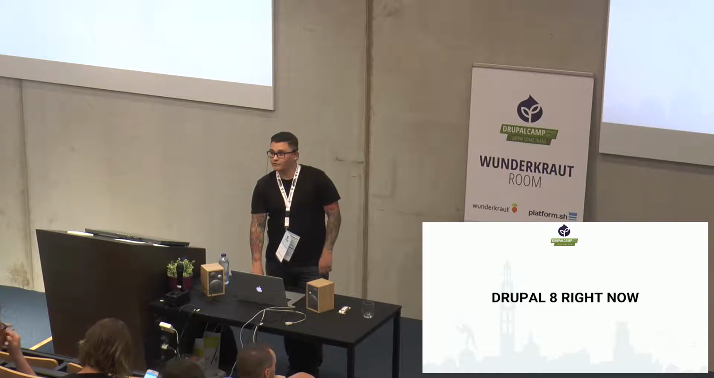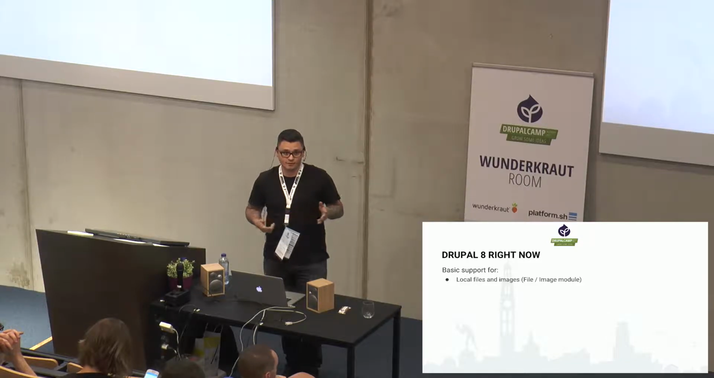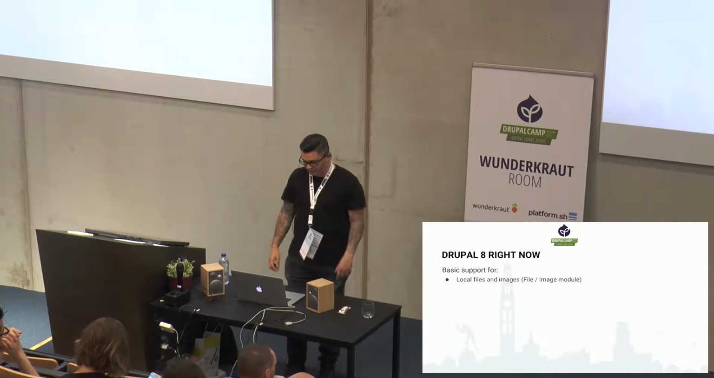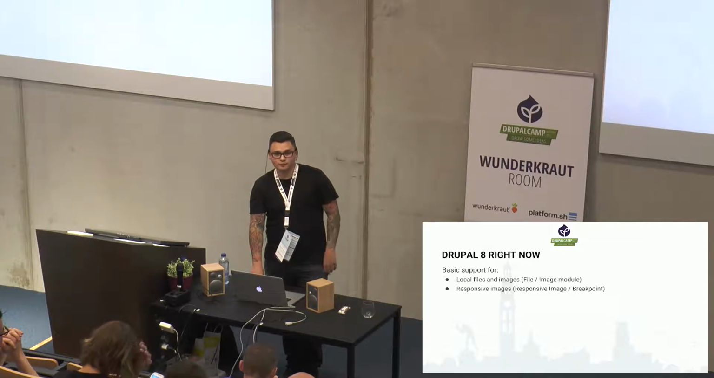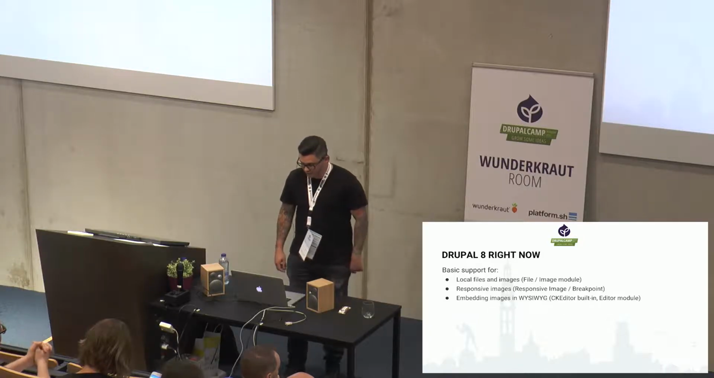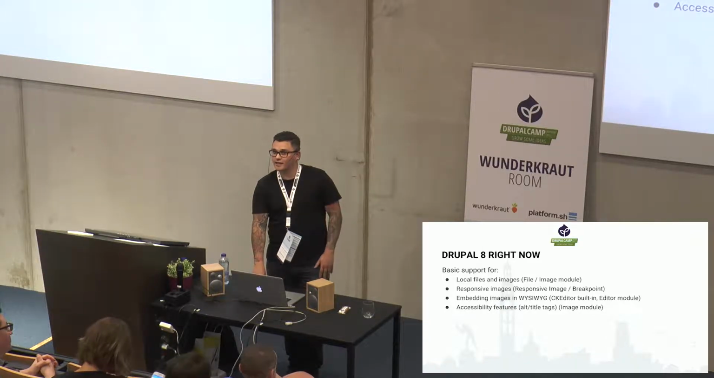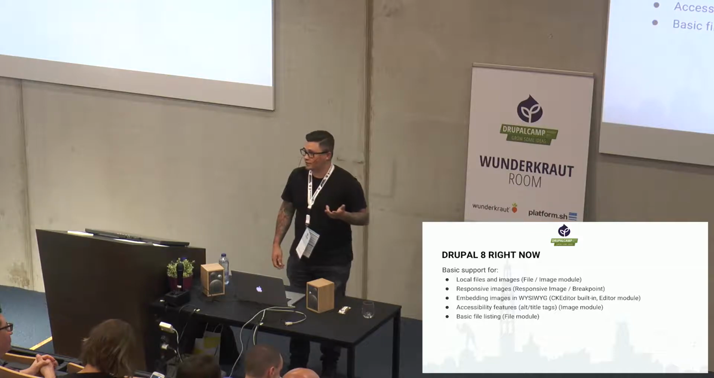So, what do we have in Drupal 8 right now? We have basic support for local files and images. You can just add a file or image to an entity and then upload files. We have support for responsive images through the responsive image and breakpoint modules. We can embed images in Wysiwyg through the CKEditor and editor modules. We have some basic accessibility features like alt and title tags for your files. And we have a basic file listing where you can view all the files that you have uploaded.